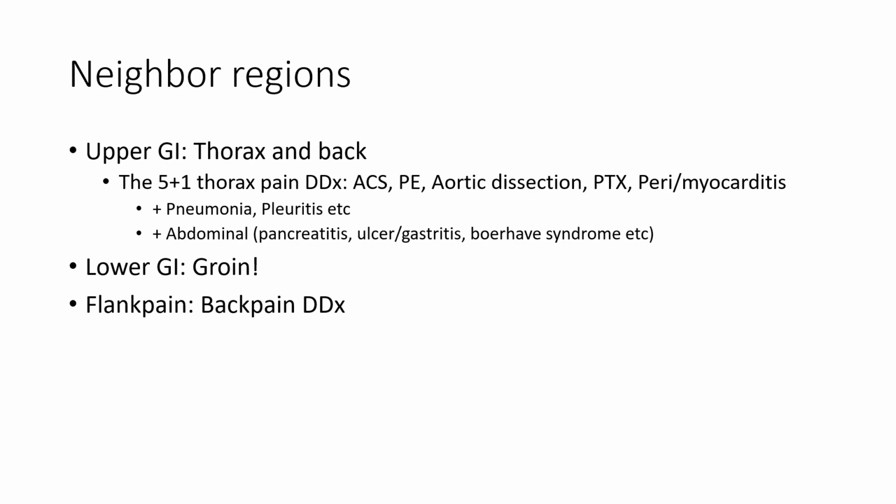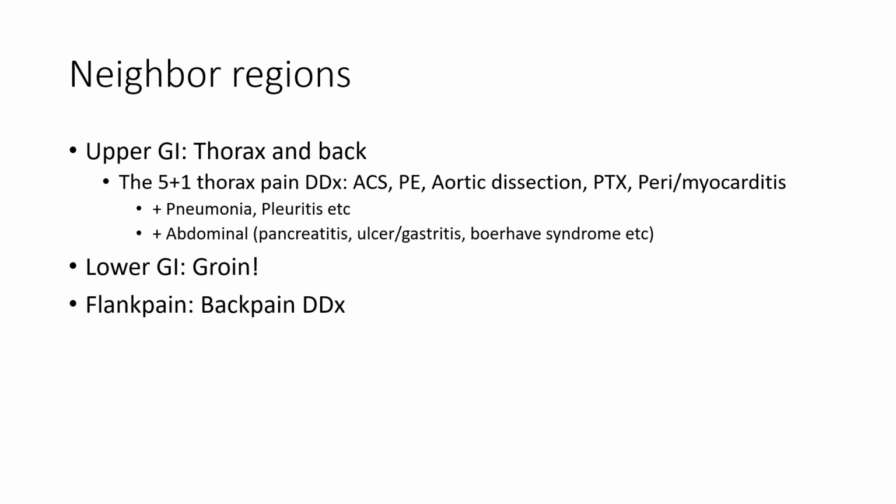And the classical one is the upper GI pain. Upper GI pain, I always think we should have, as a differential, what we usually call the 6 dangerous diagnoses, like for thorax, right? And vice versa. Also for the medical patient coming with thoracic pain, we should think about the upper GI things, right? So they go hand in hand.